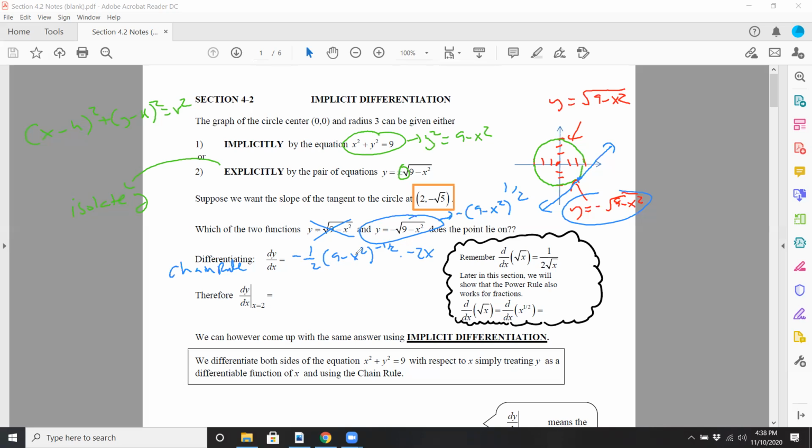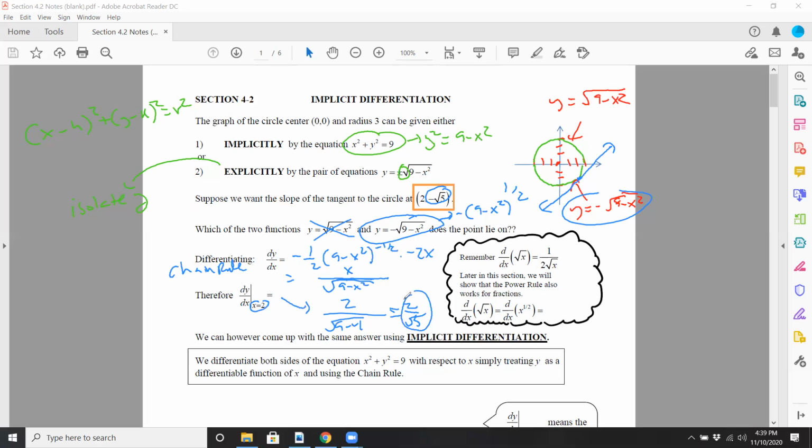If you clean it up, the 2's cancel, the negatives cancel, and you have something raised to the negative half, which goes on the bottom. So you wind up getting just x over root 9 minus x squared. Then, of course, if you plug 2 in, at x equals 2, the y value that goes with it is negative root 5, but we don't really have to worry about that. So that's just going to be 2 over root 9 minus 4, or 2 over root 5.